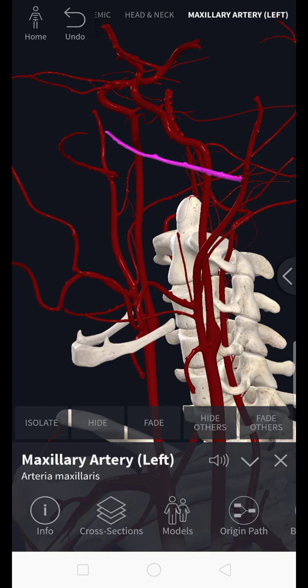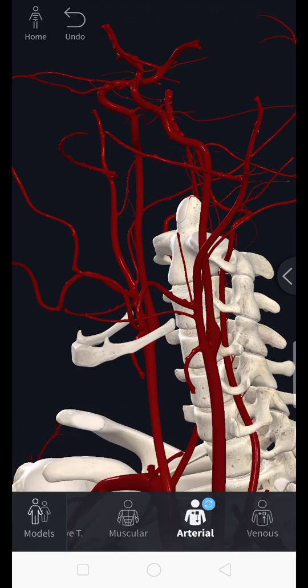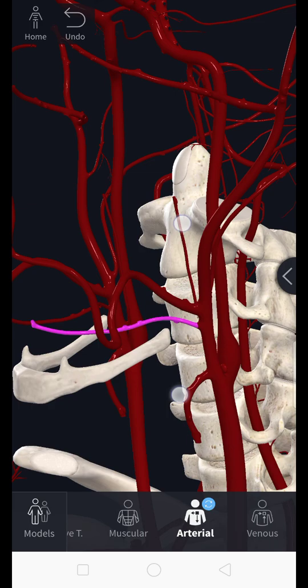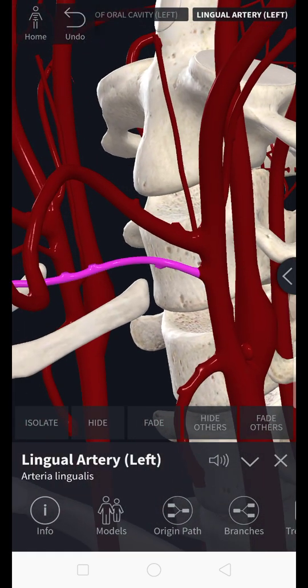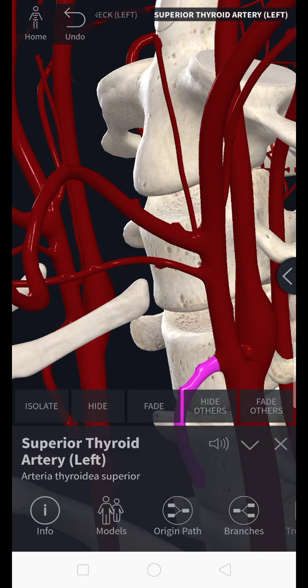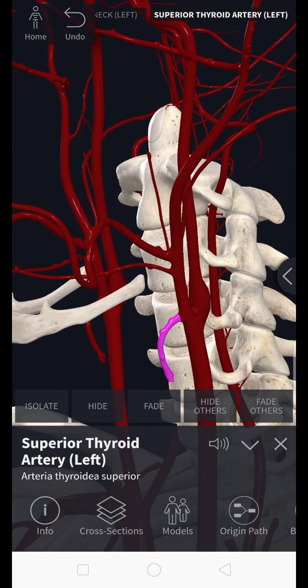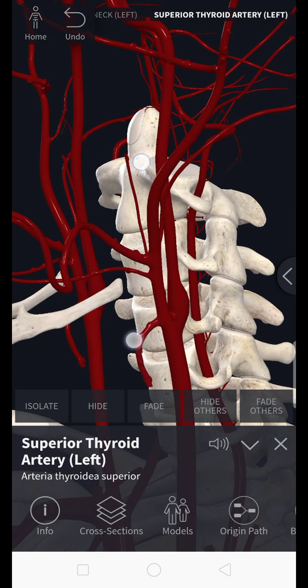These are the 4 branches: maxillary artery, facial artery, lingual artery, and superior thyroid artery. These are the anterior 4 branches of the external carotid artery. Now we'll see the other branches.